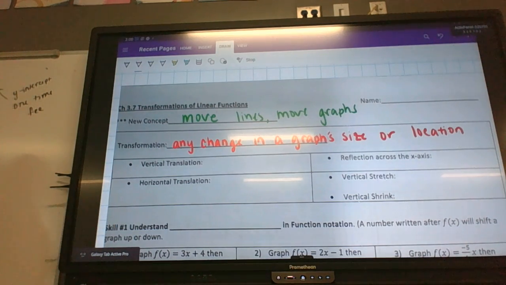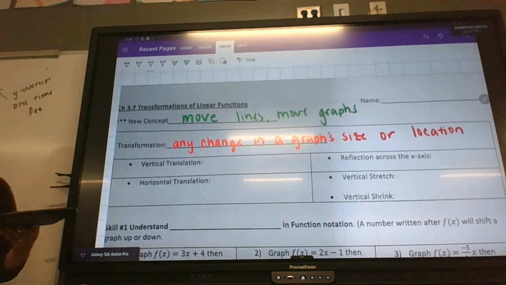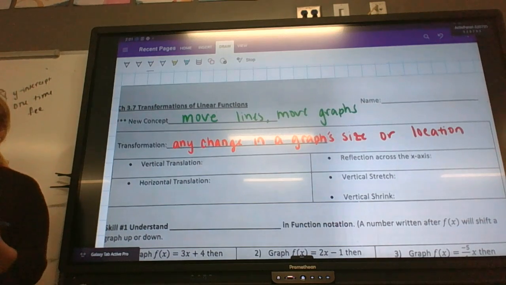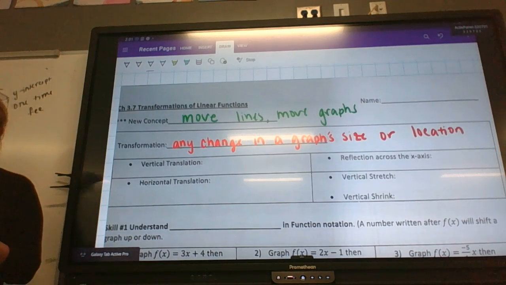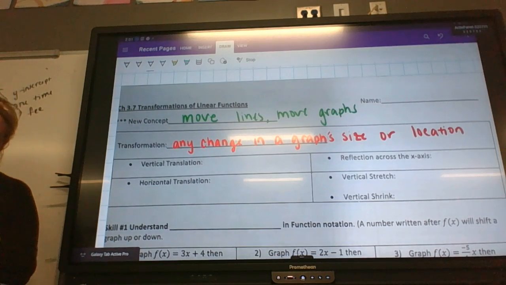Has anybody heard of a translation? A vertical translation, does anybody know already what that means? Yes, really well said. That's a shift up and down. You shift the graph up and down.